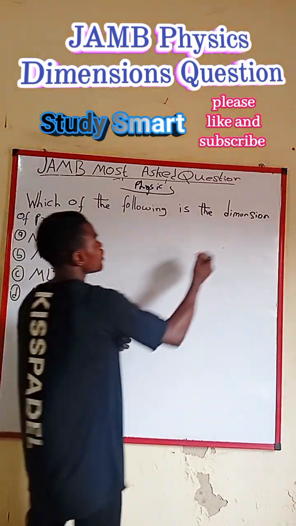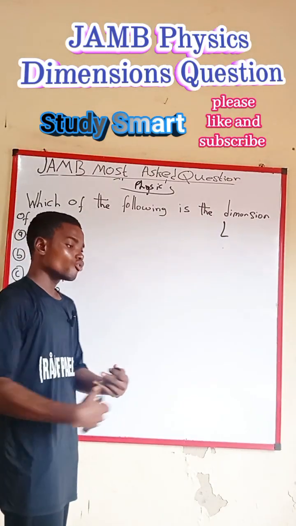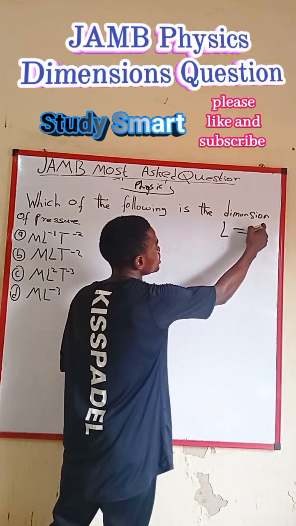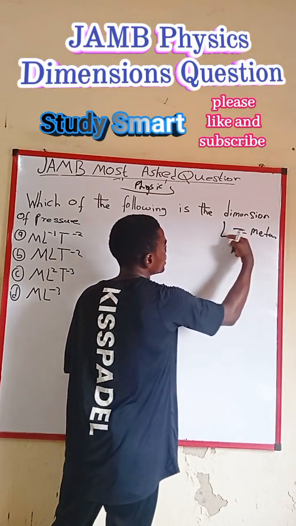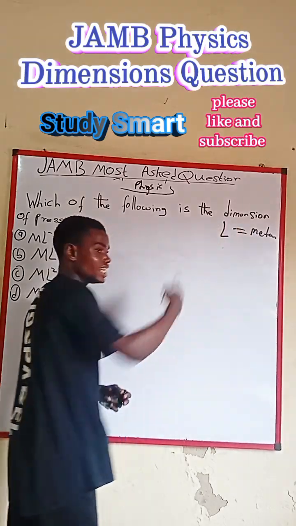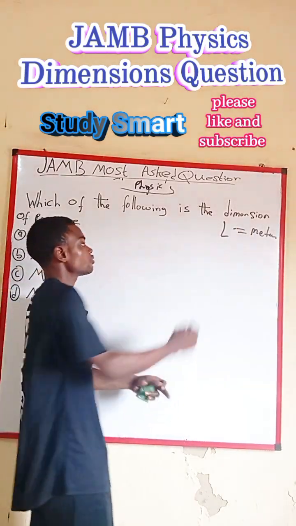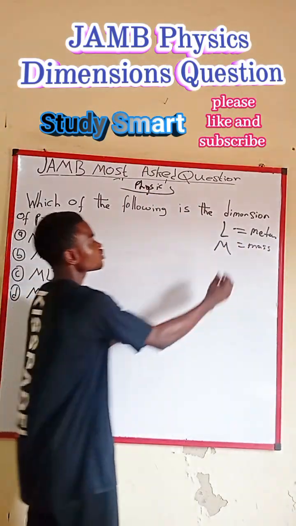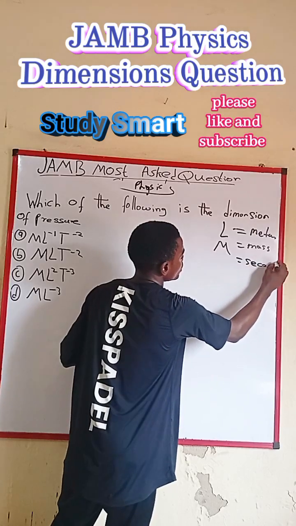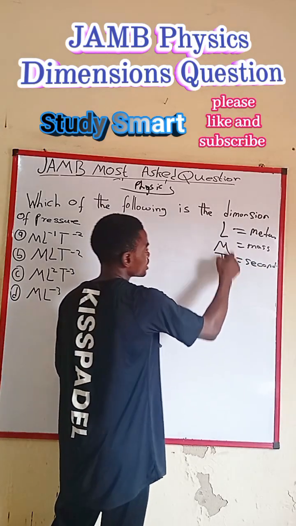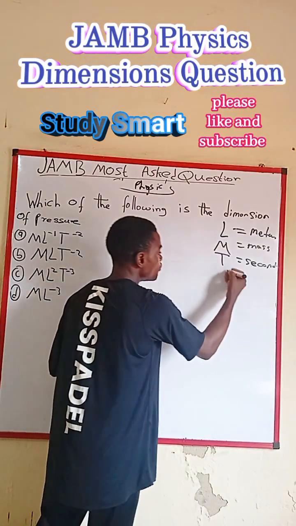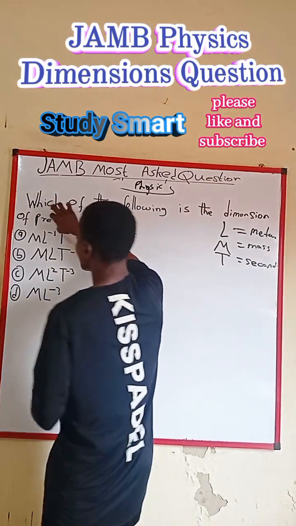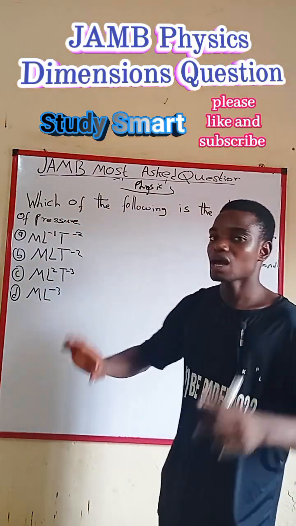Now, what you should know is that anything that has to do with meter, kilometer, distance of anything is represented with length, capital L. Anything that has to do with mass is represented with capital M. Anything that has to do with seconds, that is time, is represented with capital T. Anything that has to do with ampere is represented with A. There are so many of them, but because this topic, pressure, only consists of these parameters, I'm going to stop.